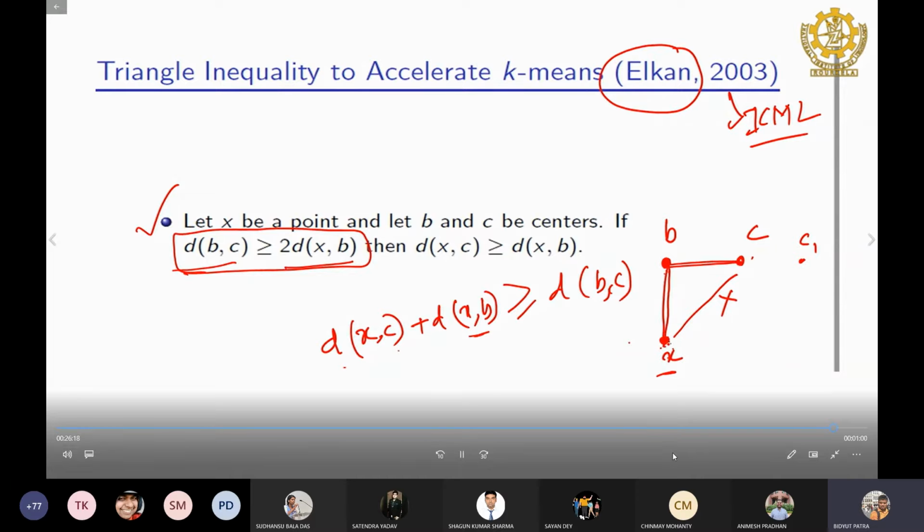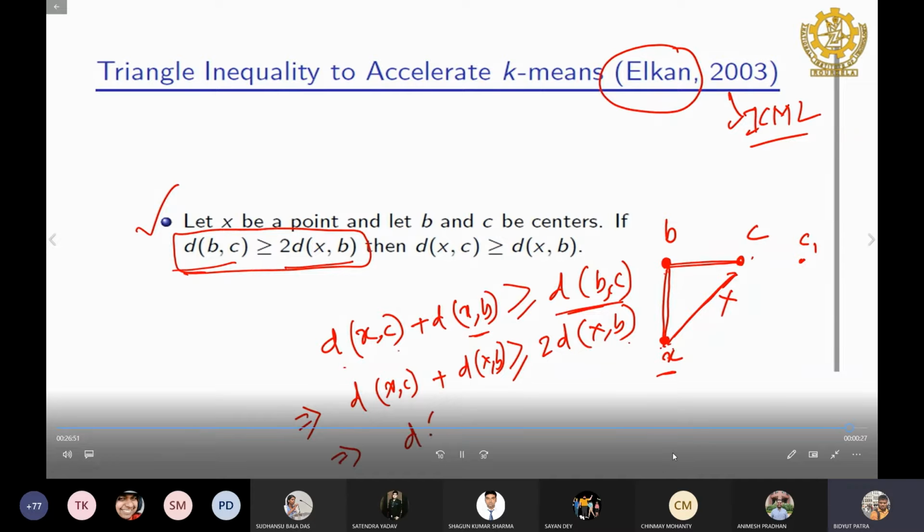Distance from here to here and distance from here to here is always greater than the distance from B to C. Now simply, distance from X to C plus distance of X to B is greater than or equal to distance of B to C. What is the distance of B to C? You just simply replace. Distance of B to C is always greater than or equal to distance of X to B. So we can write here 2 times distance of X to B.